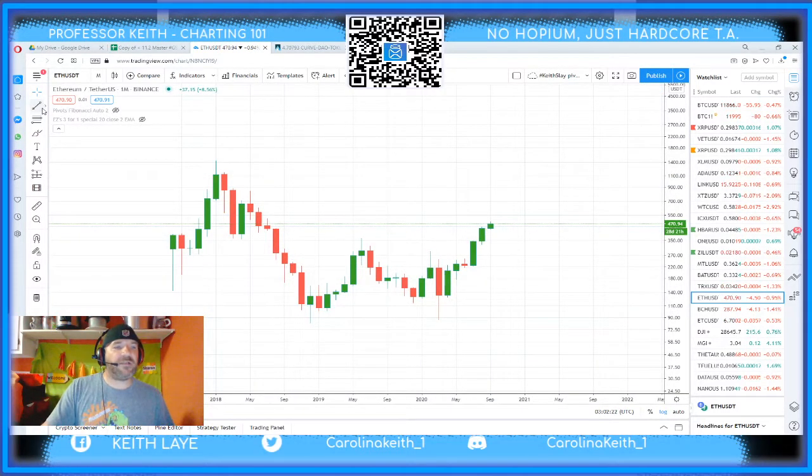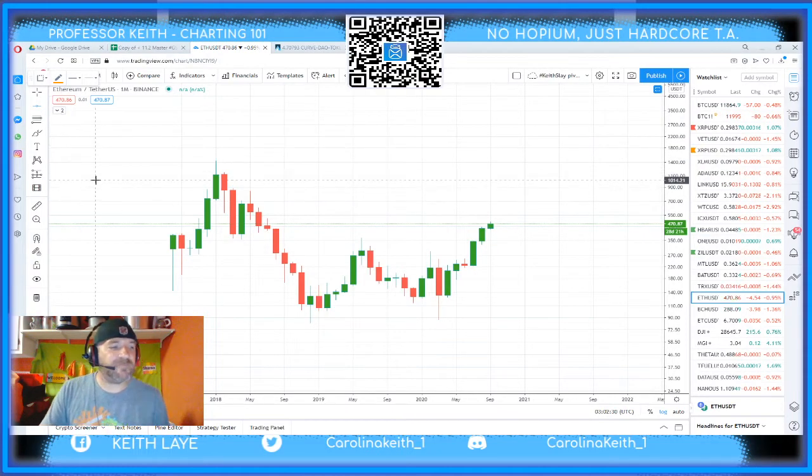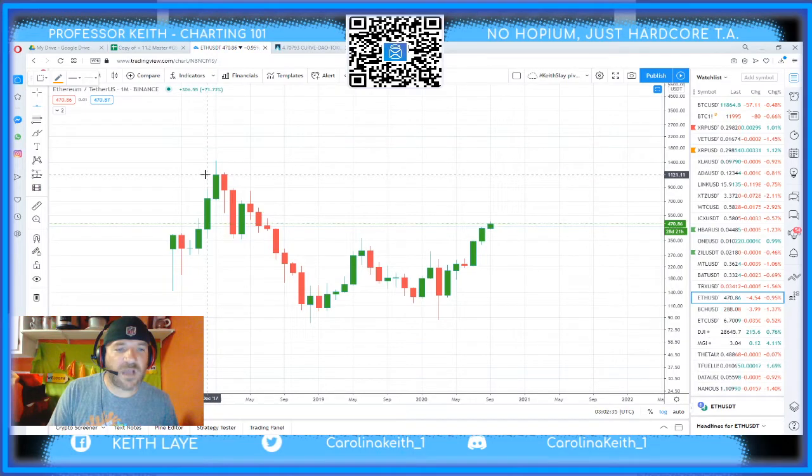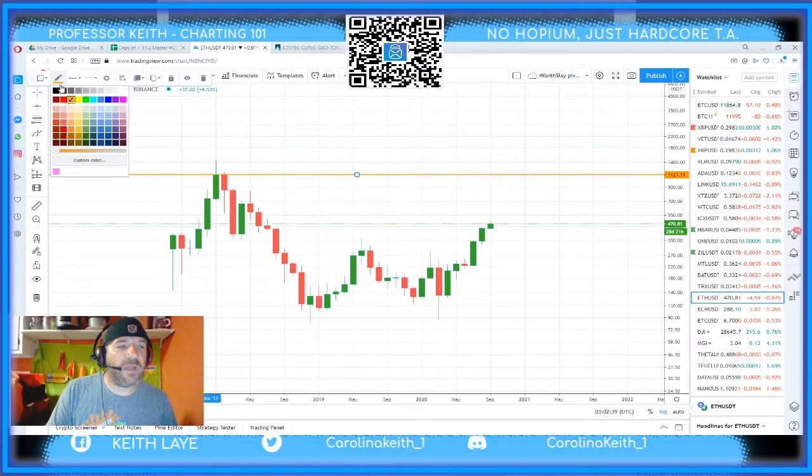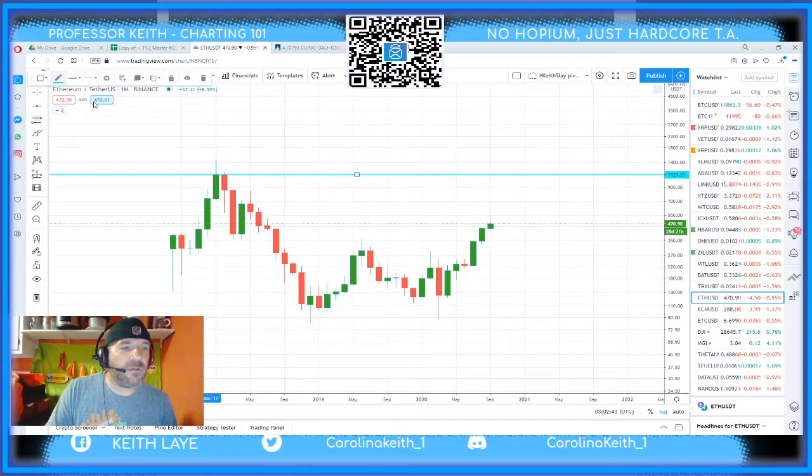The first thing I'm going to do is draw a couple resistance lines here. I don't have any indicators on the chart right now. I got them all erased and put up so you can't see them. First things first, resistance line. I see one right here at the top where both candles stalled out. I'm going to do a lighter color here so the chart doesn't look so messy. Let's do light blue.